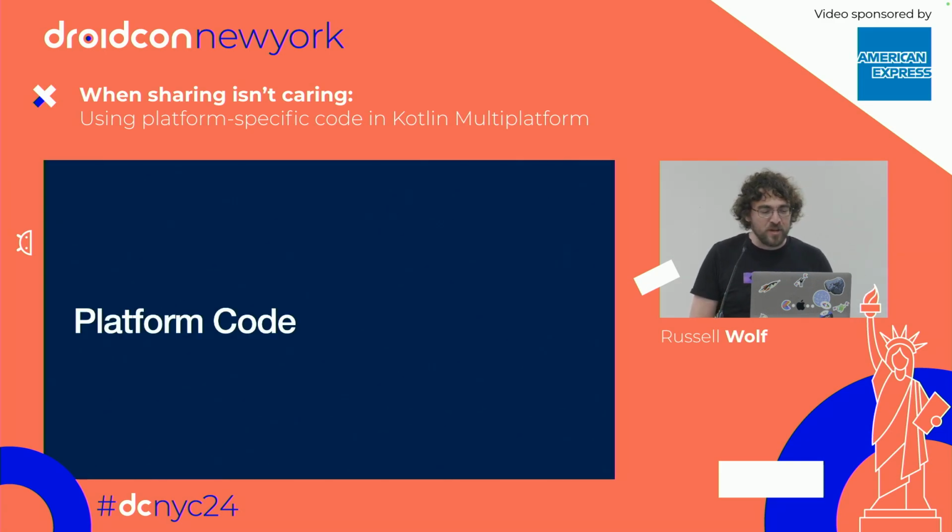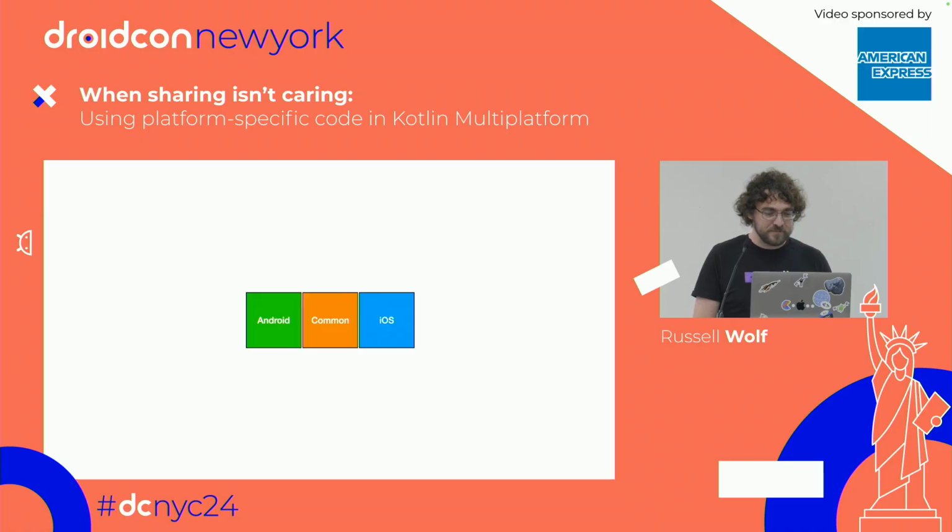So when I talk about platform code, what does that actually mean? Here's a diagram of the shared library that's usually the center of your KMP app. Each of these boxes is a different source set. There's the common source, Android source, and the iOS source, and they get bundled together as shown in the previous slides.